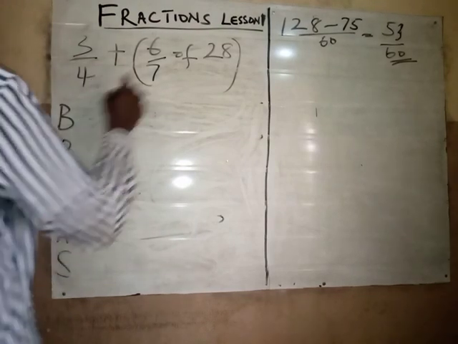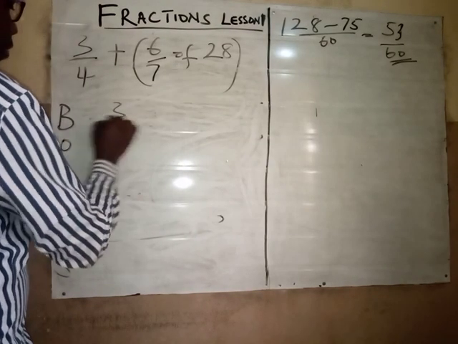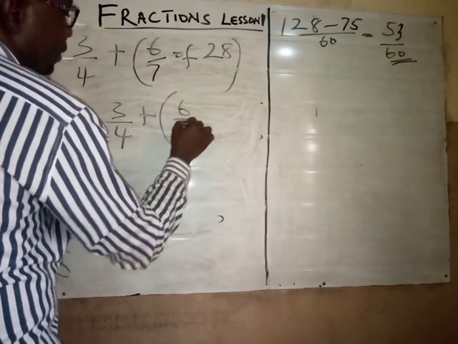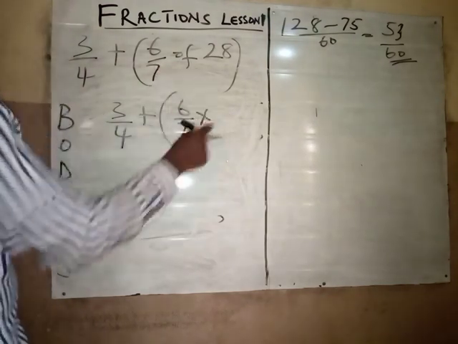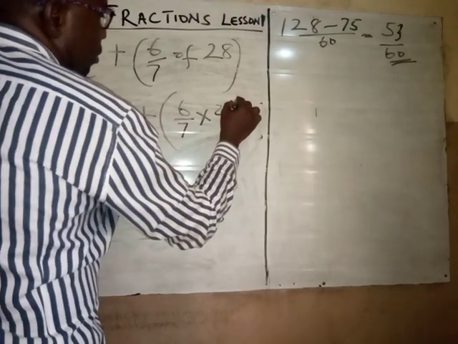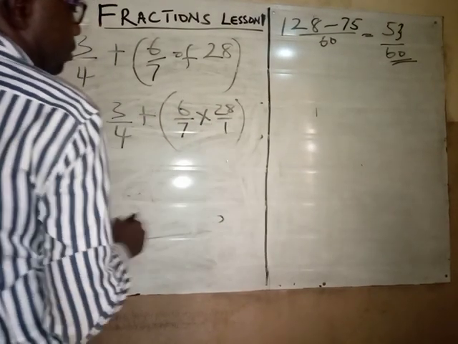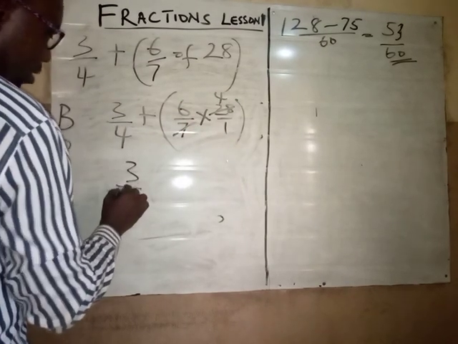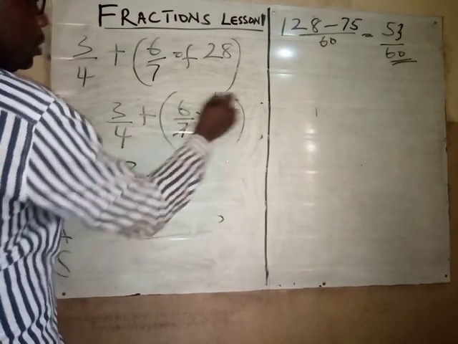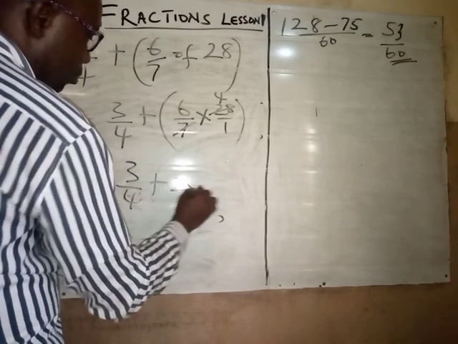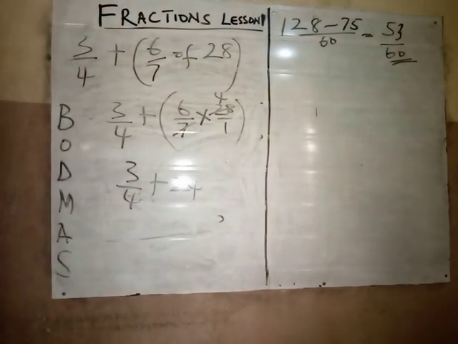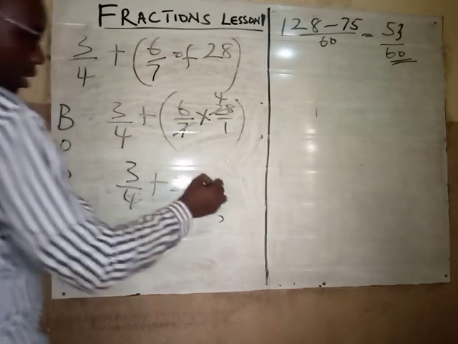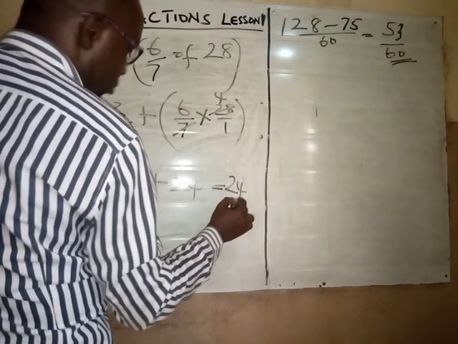So what we're going to have here, first of all, we have 3 over 4. We open the bracket, which will be 6 over 7 times, this of is times, 28 over 1. So you cancel it, you have 4. So you are left with 3 over 4 plus 6 times 4, which is 24. Because this is a whole number added to a fraction, you can work it out.